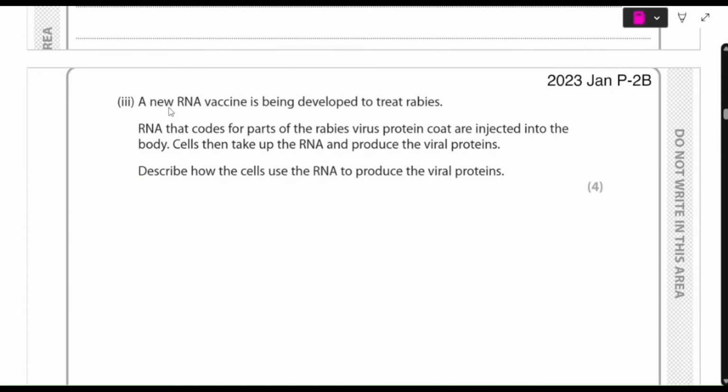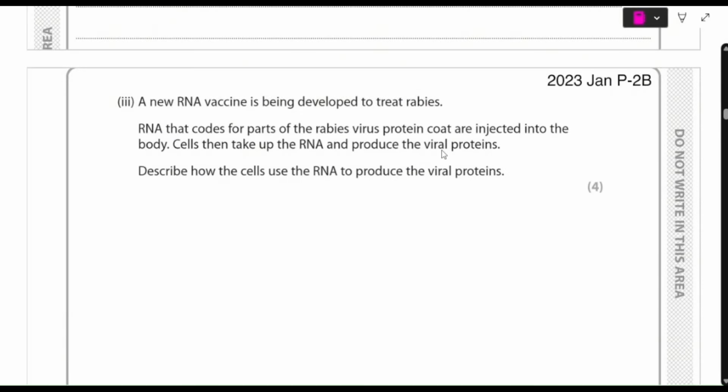A new RNA vaccine is being developed to treat rabies. RNA that codes for parts of the rabies virus protein is injected into the body cell. Cells then take up the RNA and produce the viral proteins. So this is the important part. You should mark that they produce the viral proteins.